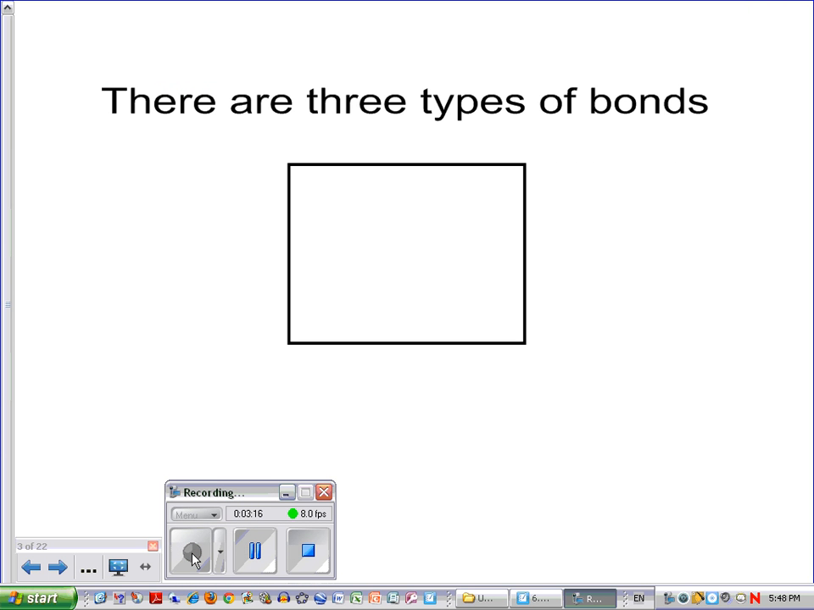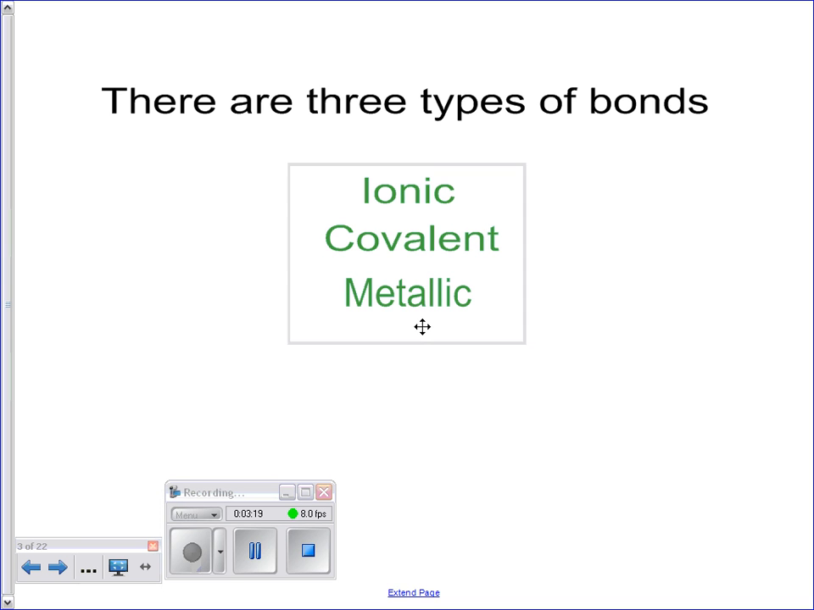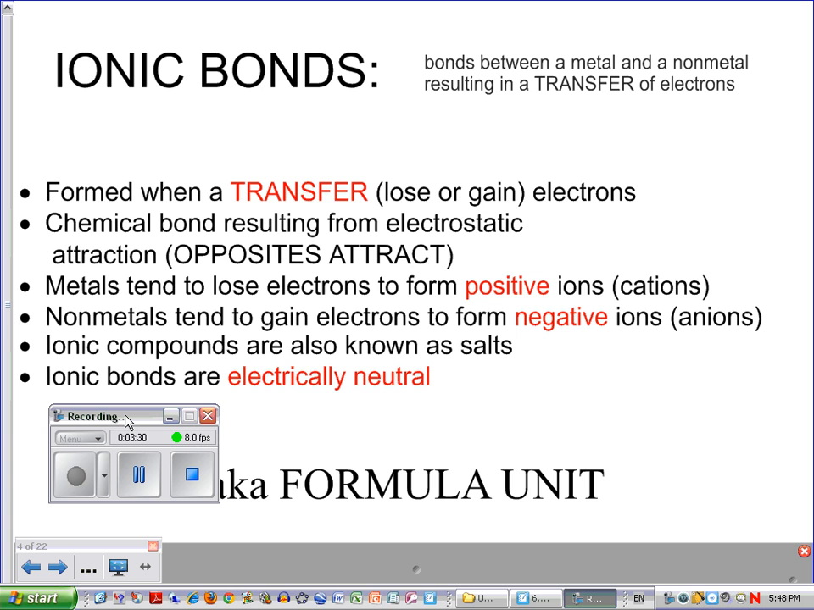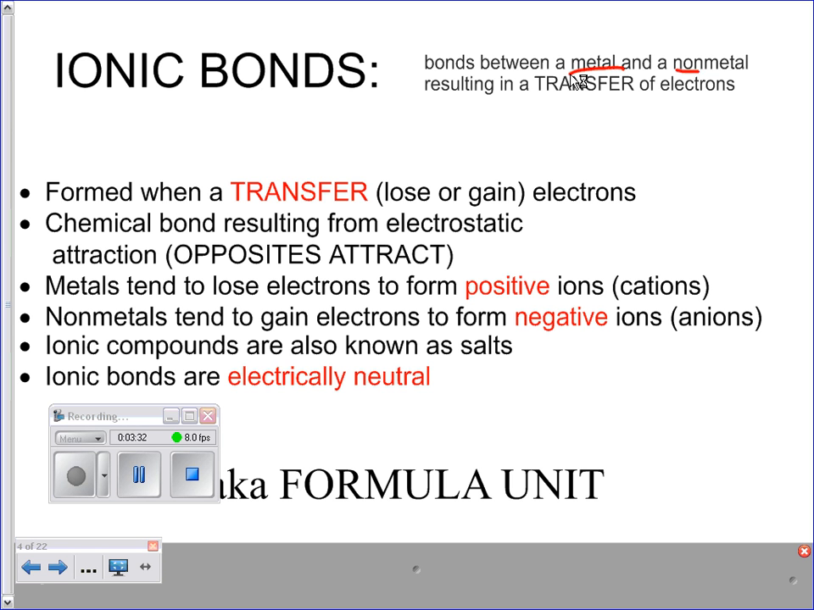So the 3 types of bonds we'll be talking about today are called ionic, covalent, and metallic bonds. We'll go ahead and start with ionic bonds. Ionic bonds are bonds between metals and nonmetals. And you need to know this is a transfer of electrons. So if you're watching this video right now, make sure that you're writing everything in red on your notes as I'm going through this. So they're going to transfer electrons. These are going to be metals and nonmetals.